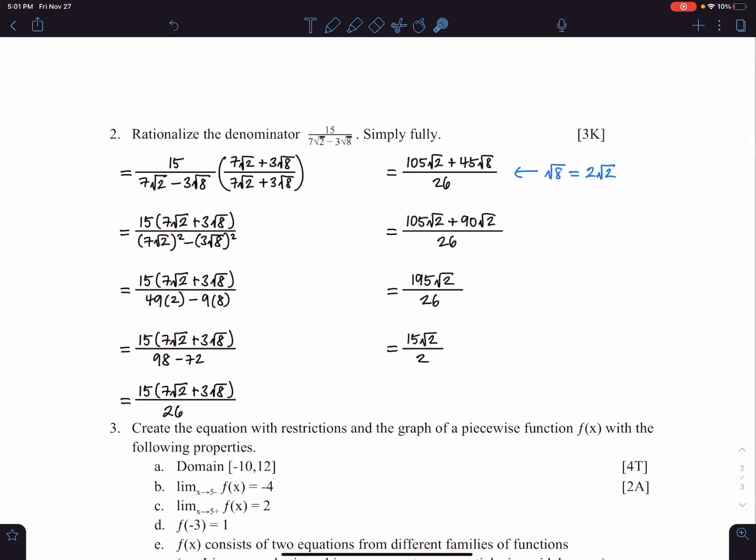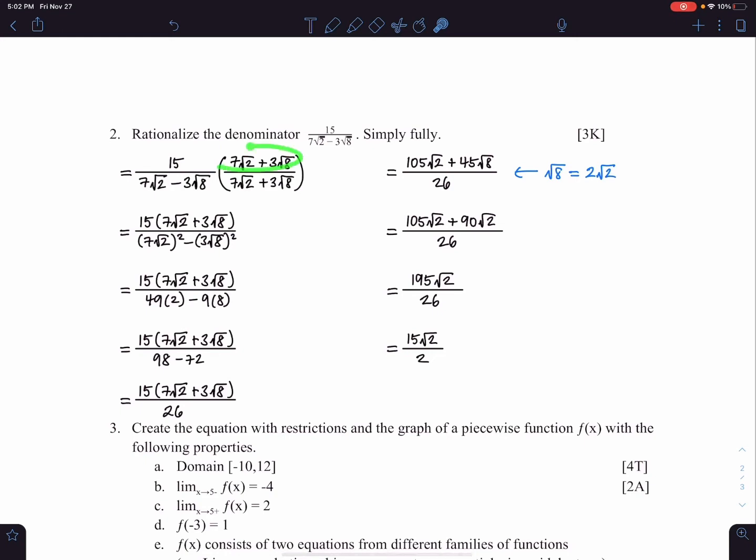Question 2. Rationalize the denominator of this fraction and fully simplify it. So to fully rationalize something in the denominator, we don't want any roots in the denominator. How do we do this? We multiply by its conjugate pair. But if we just multiply by its conjugate pair, that would change the actual value. And we don't want that. We want the same numerical value in the calculator. So what we do is multiply by 1.